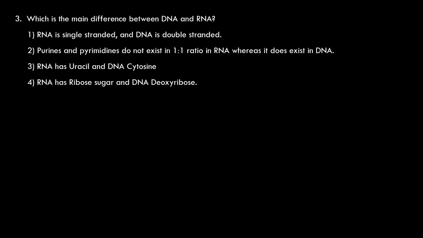RNA has uracil and DNA cytosine. Cytosine is present in both DNA and RNA, but RNA usually has got uracil and DNA has got thymine. But in some cases, certain viruses have got even thymine in its RNA, uracil in its DNA, right? So that is also not the main one. RNA has ribose sugar and DNA deoxyribose. This is the main one, by which the nucleic acid is described as either DNA or RNA. Fourth option must be the correct one. Let us see the answer.